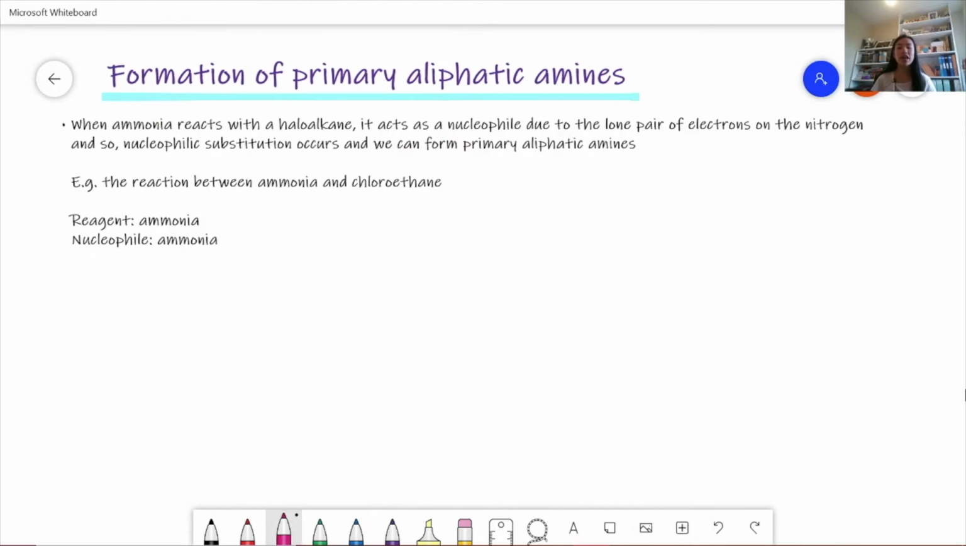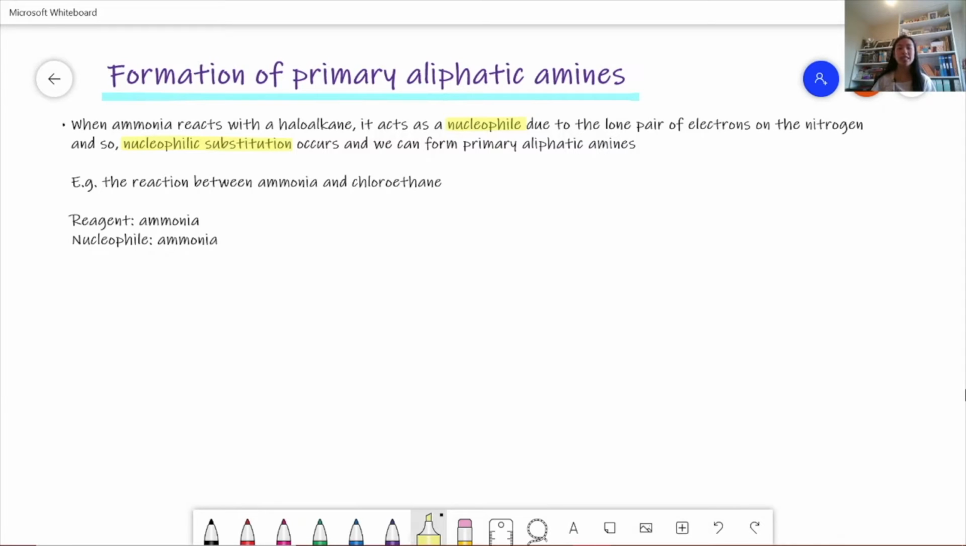So now we're going to look at the formation of primary aliphatic amines. Again, aliphatic just means non-aromatic, so amines that don't have a benzene ring. When ammonia reacts with a haloalkane, it acts as a nucleophile. This is due to the lone pair of electrons on the nitrogen, and so we have nucleophilic substitution occurring. And we can form primary aliphatic amines from this reaction.